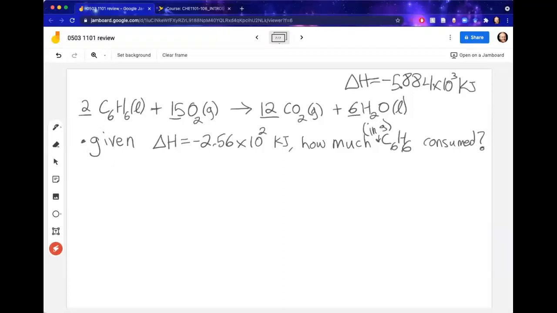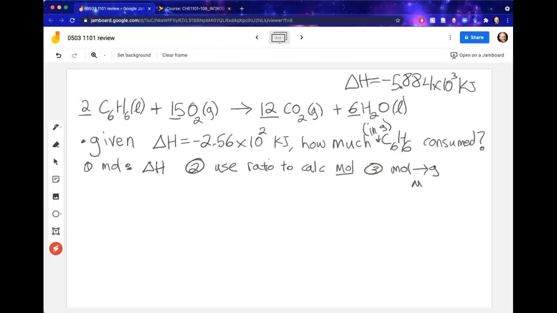All right, the next question is about going backwards. If I'm given a delta H, how can I calculate the amount of grams? In this case, the process is the mirror or the backwards version of our first example. So our first step is going to be making this mole to heat ratio. And then we're going to use the ratio to calculate moles. And then the final step will be to convert from moles to grams using the molecular weight. So these are the three steps for this problem.